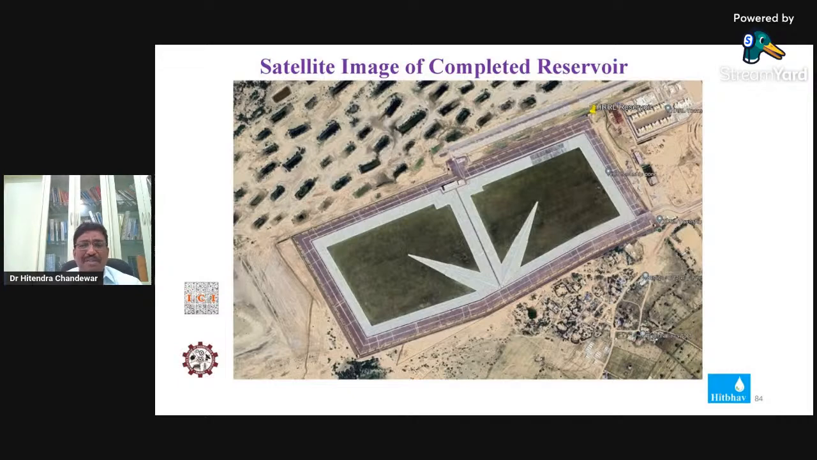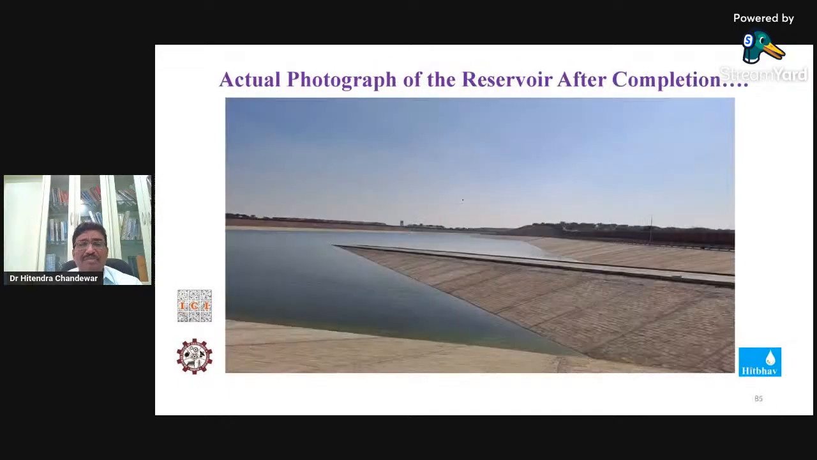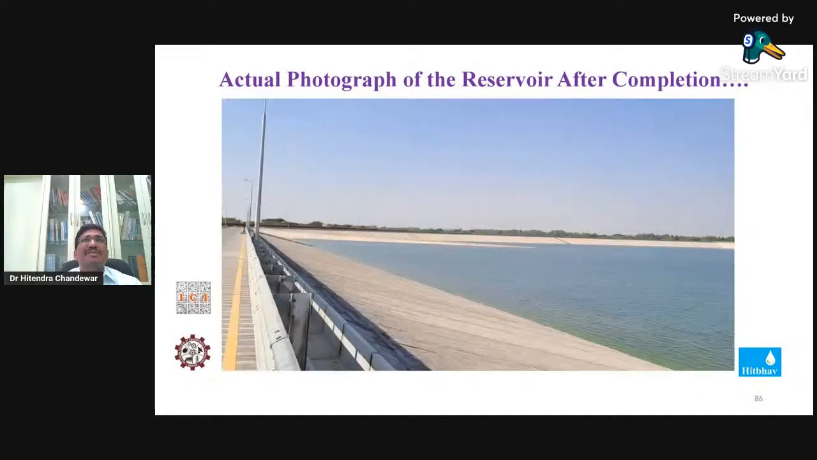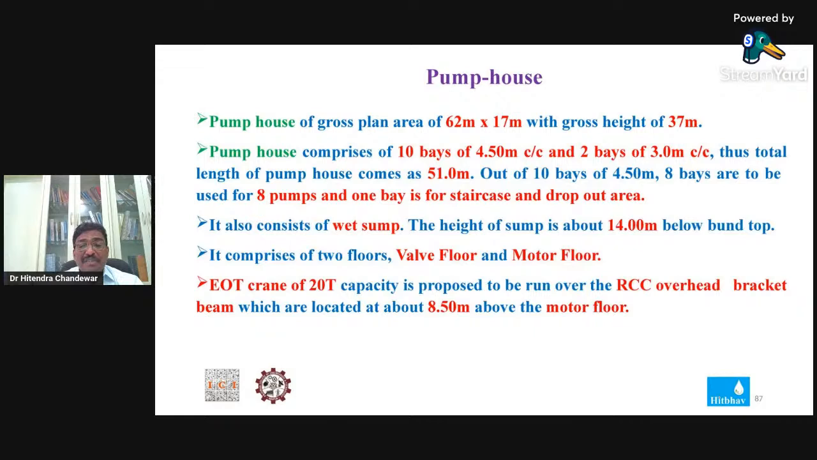They have tested up to 5 to 6 meters. I have some photographs. You will find these photographs. Then you will find these photographs with water. So this is how the work was executed.